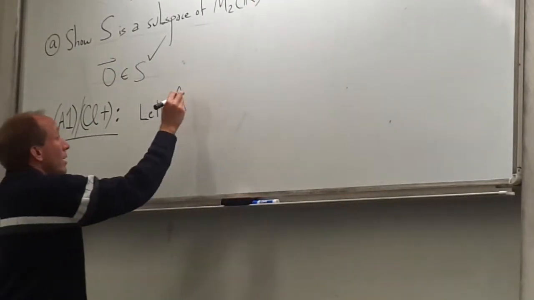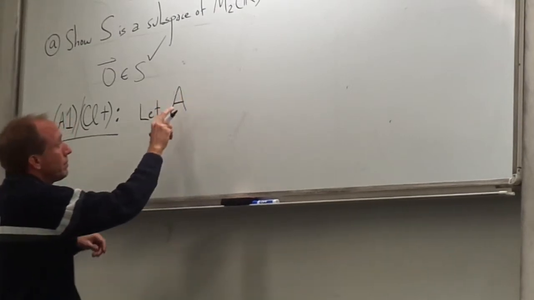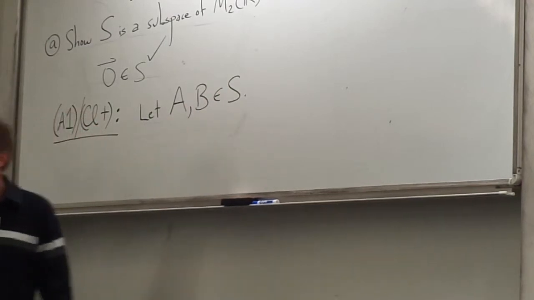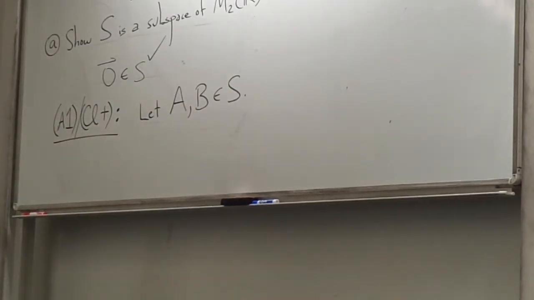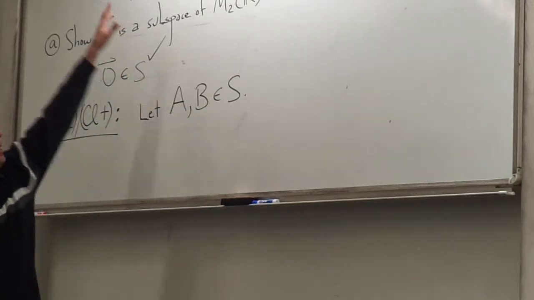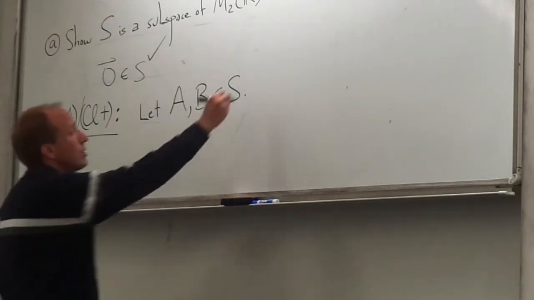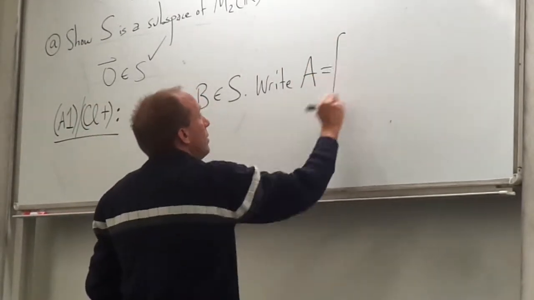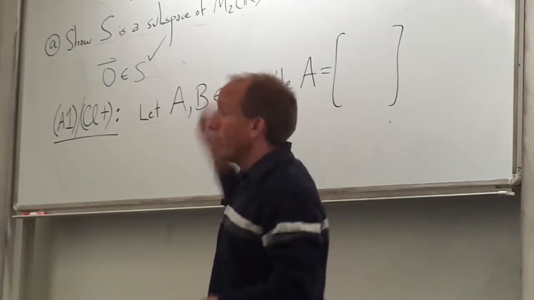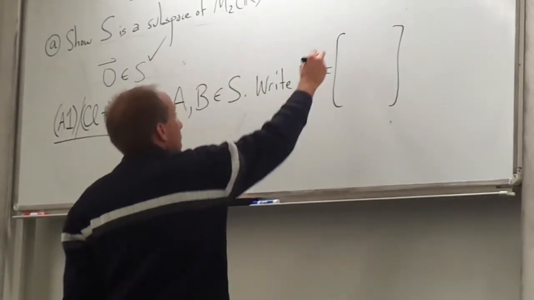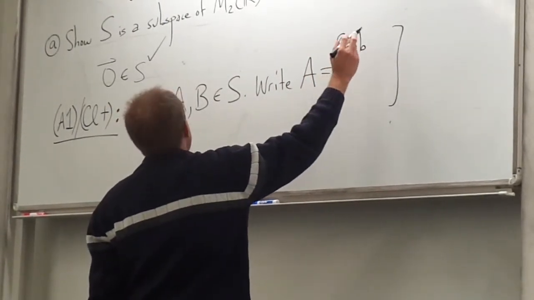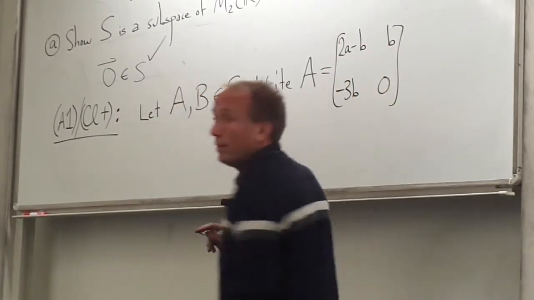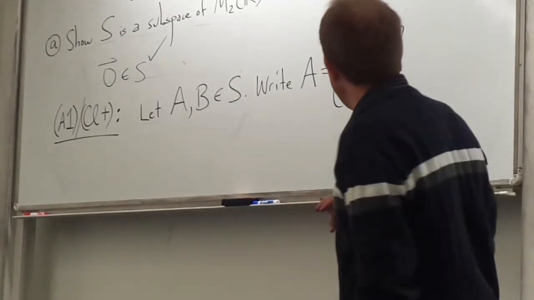So capital A. I could write capital A, capital B be an element of S if I want. But what you really need to do, the crux of this, is to express A and B in that form up there. So what I'm going to suggest is that we write capital A as a 2 by 2 matrix of the form that we are given. So this is going to look like 2A minus B, and then B, and then minus 3B, and then 0.